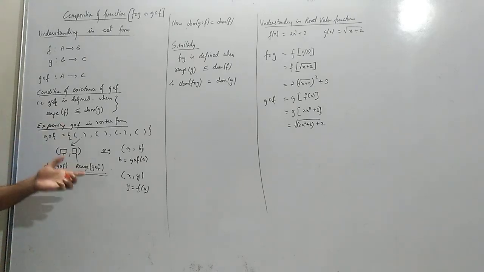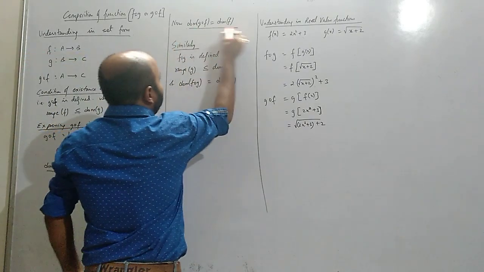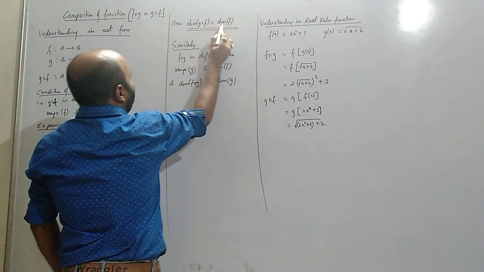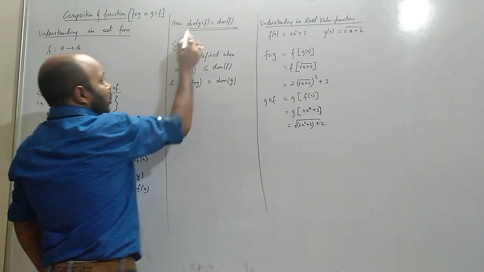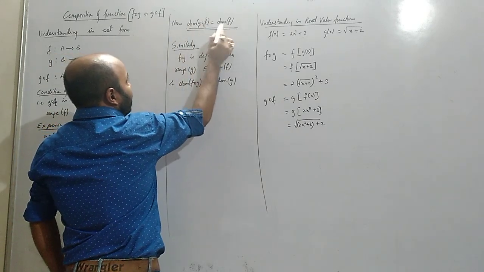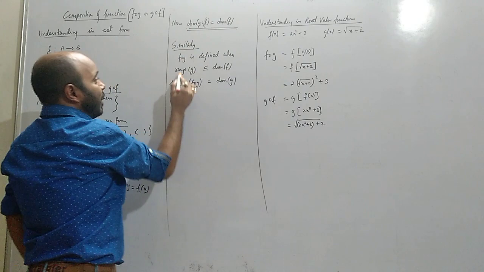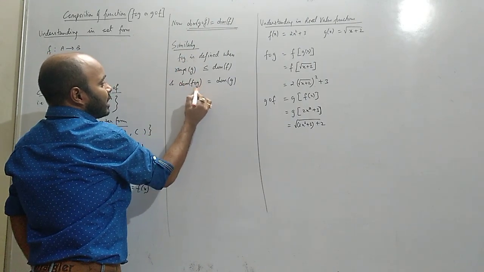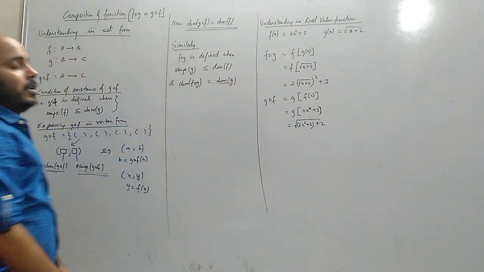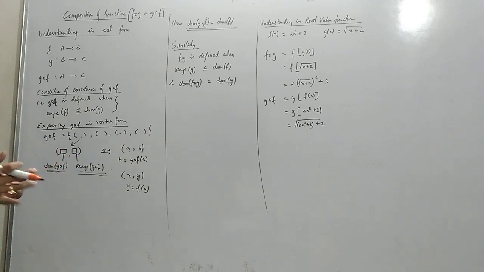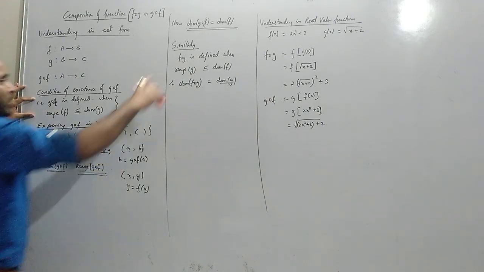So for domain, there is a direct thing which you have to remember: domain of GF is domain of F. How to remember this? Domain of GF, last wale ka domain of F. Similarly for FOG, domain of FOG is last wale ka domain of G. These are some orthodox mathematics tricks to remember these things, okay? So only these two things and these two things you have to remember.